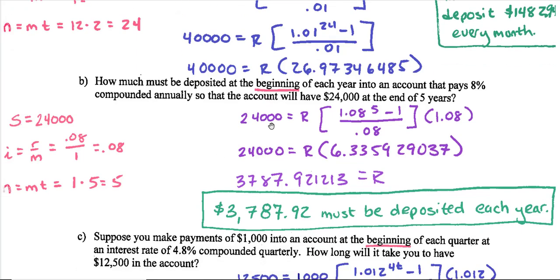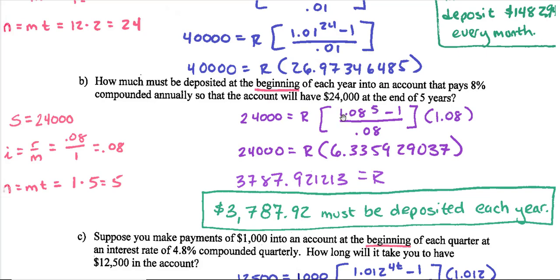So let's figure out the information we know. We know the future value we want is 24,000. I, which is R over M, would be the 8%, 0.08, compounded annually divided by 1, or 0.08. And N will be M times T, which is compounded yearly, 1 times 5 years is 5. So plug in all of that. 24,000 equals R, what we're looking for, times (1.08)^5 minus 1 over 0.08. And then we have this extra interest payment right here because we're doing this at the beginning of each year.